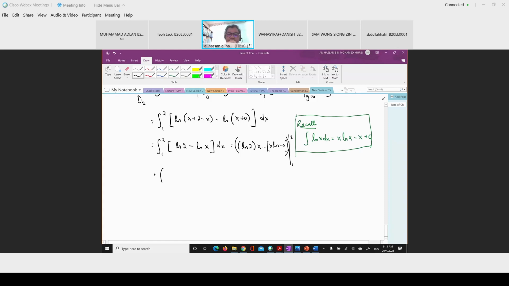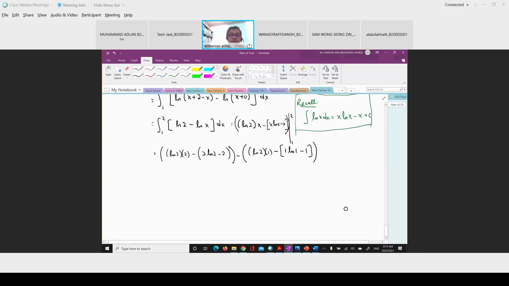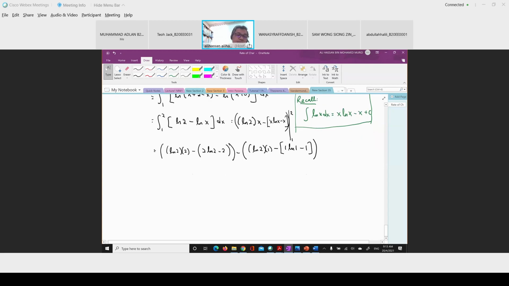So first we replace x by 2. So we get ln 2 times 2 minus 2 ln 2 minus 2. And then we replace x by 1. So we get ln 2 times 1 minus 1 ln 1 minus 1. Okay. ln 1 is 0, right? ln 1 is 0.